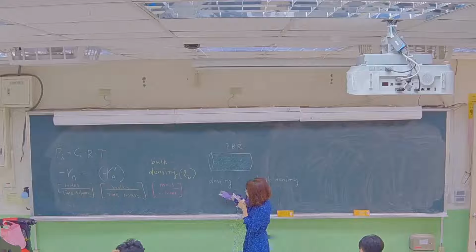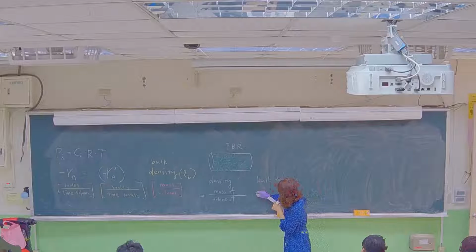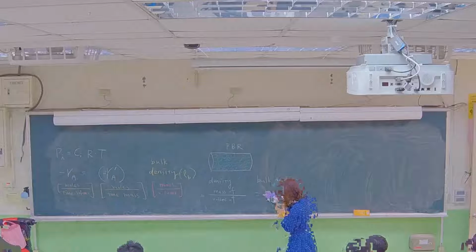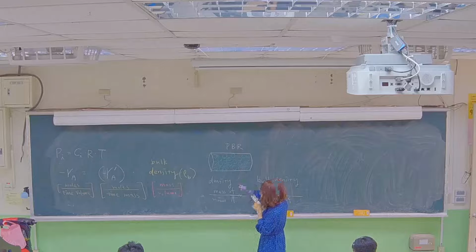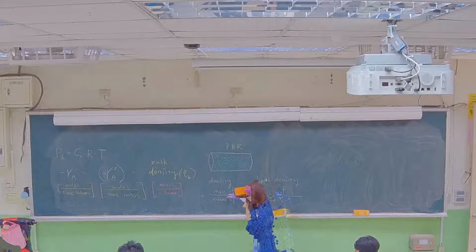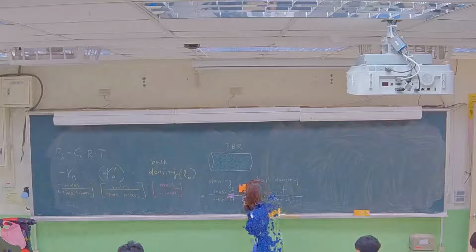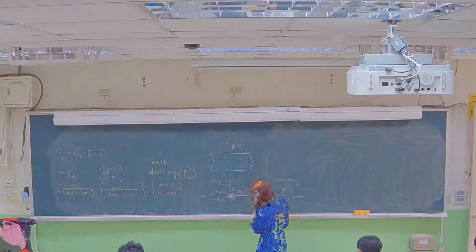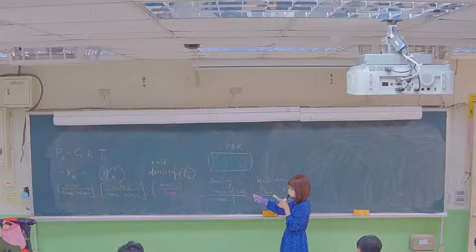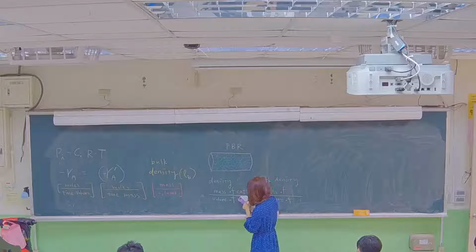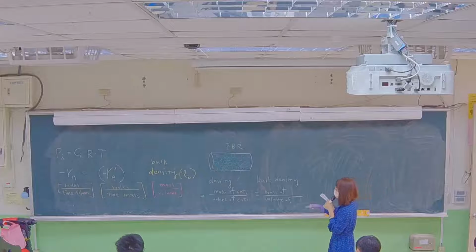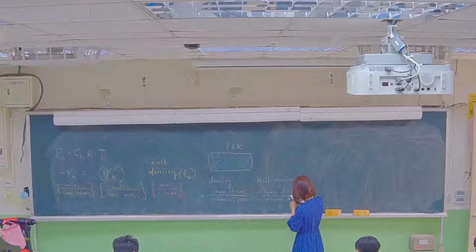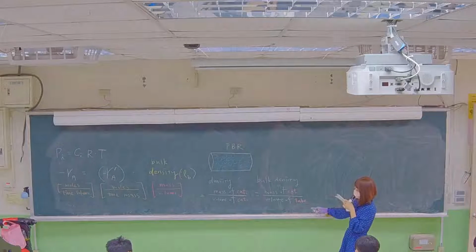So the normal density is mass over volume. This one is also mass over volume, but of something different. For the normal density, if you want the density of the catalyst, it is the mass of catalyst over the volume of catalyst. It is the normal density. What is the bulk density? The mass of catalyst over the volume of tube. So it is different.